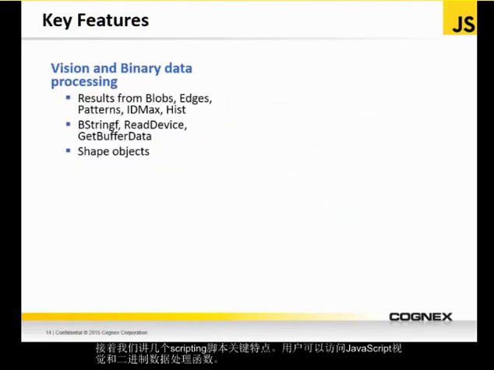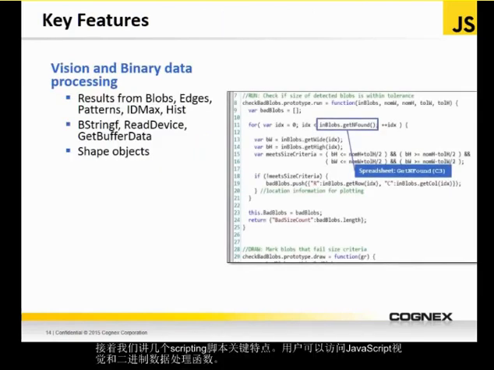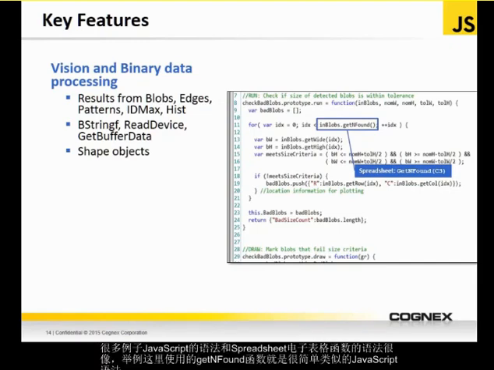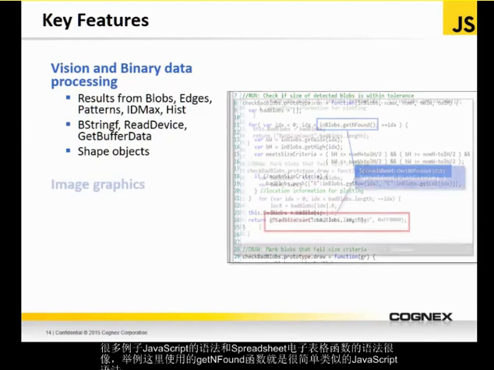Let's talk about some of the key scripting features. Users have access to JavaScript versions of several vision and binary data processing functions that you already have in Insight. In many cases, the syntax you will see in JavaScript resembles the syntax for spreadsheet functions. In fact, for example, in here, we are using the getEnfound function, which has very similar syntax in the JavaScript world as well.